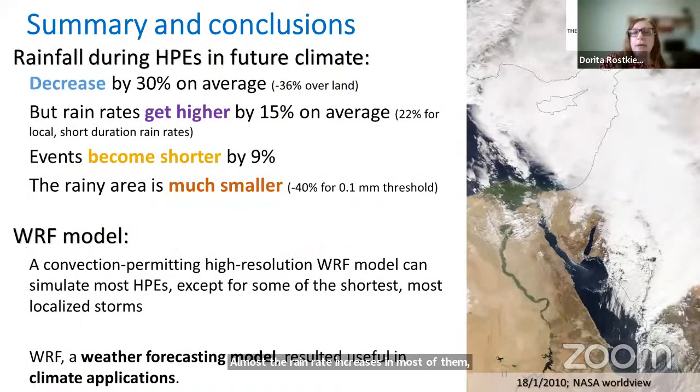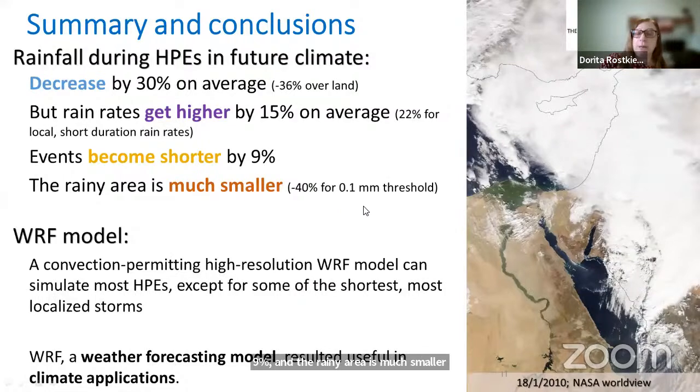So in summary, what we saw from the rainfall during high precipitation events in future climate is a decrease by about 30% on average in the rainfall, with a 36% decrease over land. But the rain rates get higher by about 15% on average, and even 22% for local and short duration rates. The events, as I said, also become shorter by 9%, and the rainy area is much smaller, a 40% decrease for the 0.1 millimeter threshold.